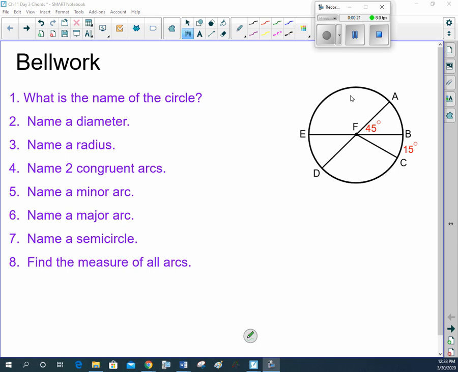So vertical angles, this would be 45 degrees right here. I know that I have a diameter right here. So we know that a diameter adds up to 180 degrees. And since this is also a central angle, this angle right here is 15 degrees. So I'm going to take 180 minus 45 and minus 15. So that gives me 120 degrees. So this angle right here is 120 degrees.